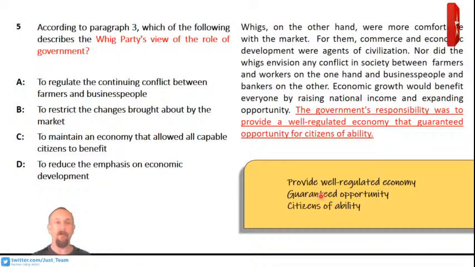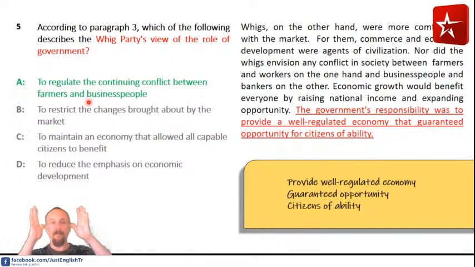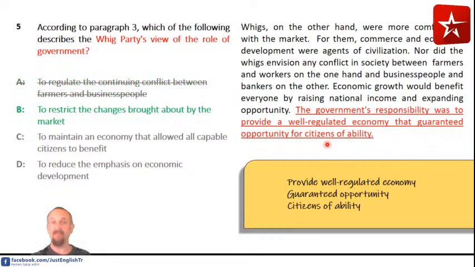Okay, so now we've got A, B, C, and D again. Let's start with A: to regulate the continuing conflict between farmers and business people. Basically, this option has limited the scope of what's being said. It's reduced it to two groups, farmers and business people. So let's go back here. Farmers and business people, well, not going to work, is it? And we don't have those key words or key ideas present in this sentence.